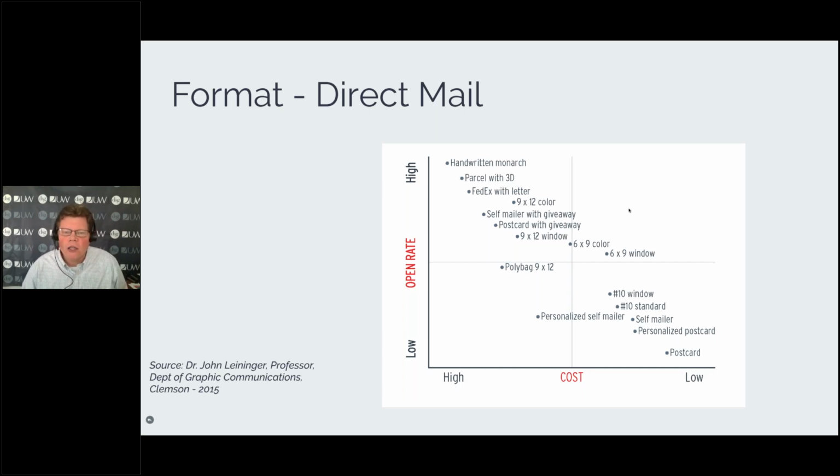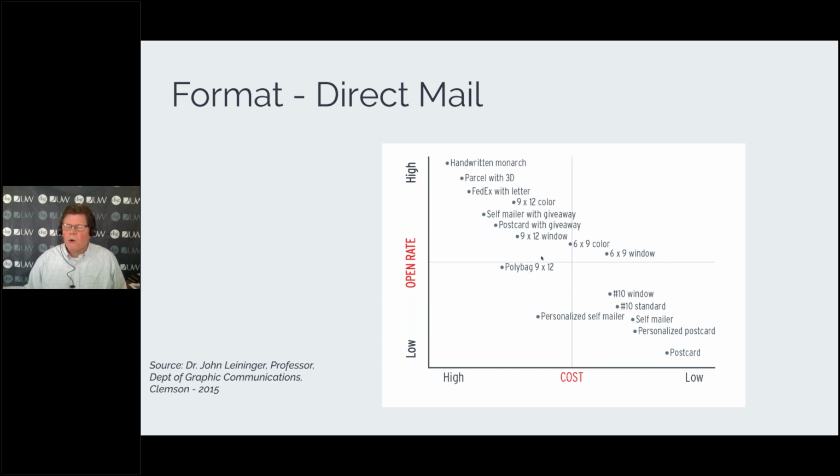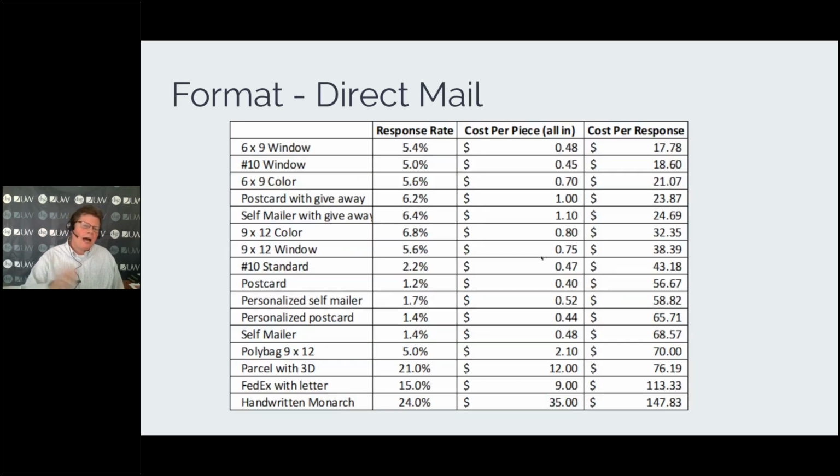And if you look at all these formats that he used, only one fell into there, and it is a 6x9 window envelope. Why is that? I'll tell you why. Because it looks important. A 6x9 window envelope looks important. People open it, and again, we know that if they interact with it, higher chance they're going to respond to it. So this is the whole chart.